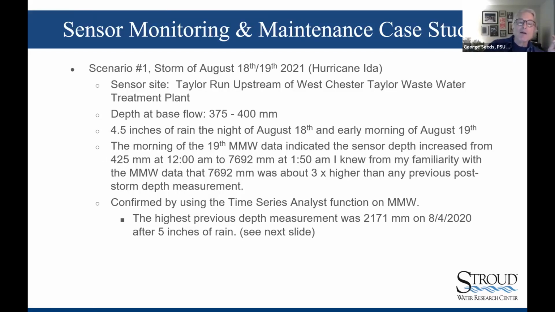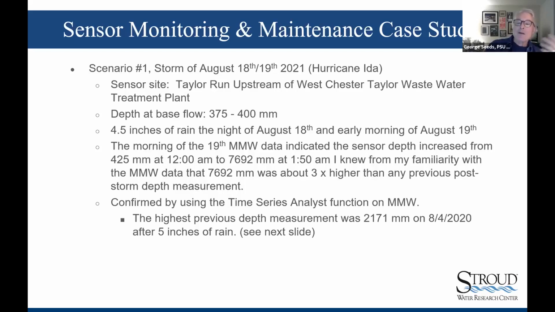We had about 4.5 inches of rain on the night of August 18th and early morning of August 19th. And I noticed that morning, as David described, one of the things that is important to do is to check the data on Monitor My Watershed on a daily basis. I noticed that the sensor depth had increased as I expected it would, but it increased from the base flow of around 425 at midnight to 7,692 millimeters at 1:50 a.m., in just about 2 hours.